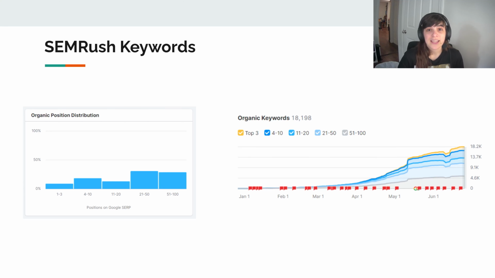So on the right is a trend graph of where my keywords are sitting over time. And what I like to see is that yellow line continues to go up. In between this yellow and the dark blue are the number of keywords in the top 3. And it's nice to see that that's growing.